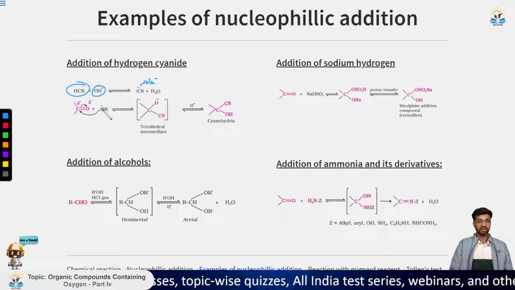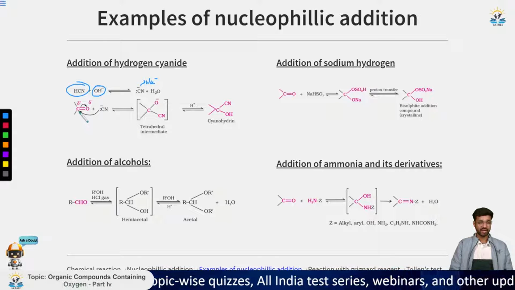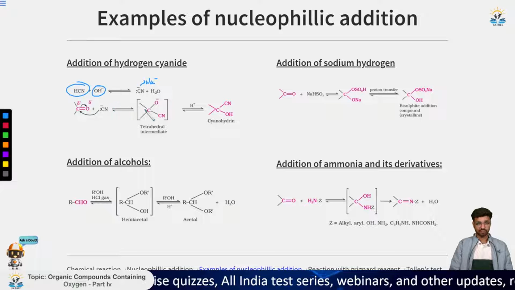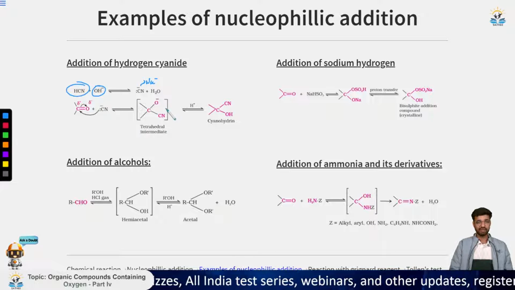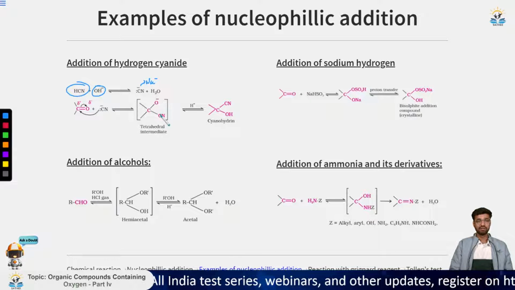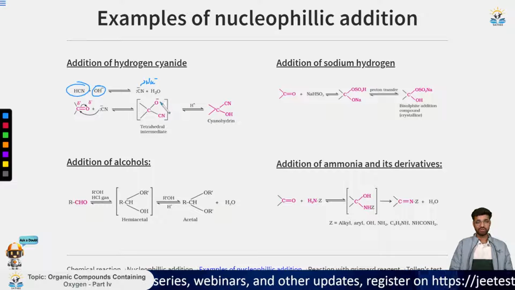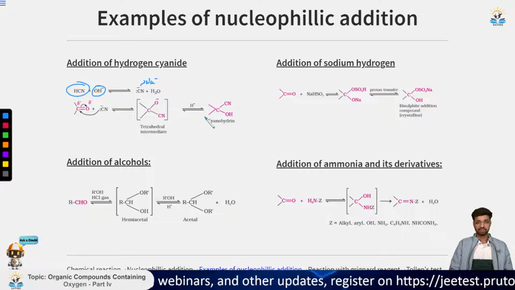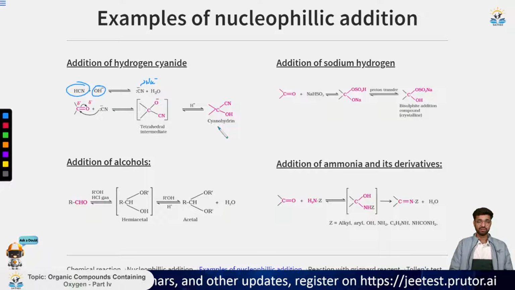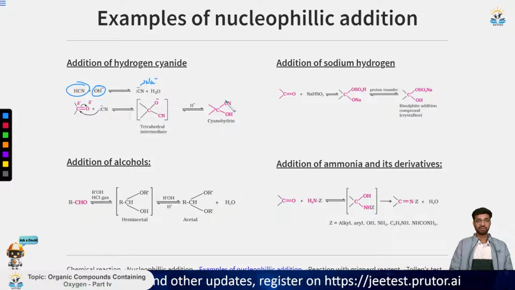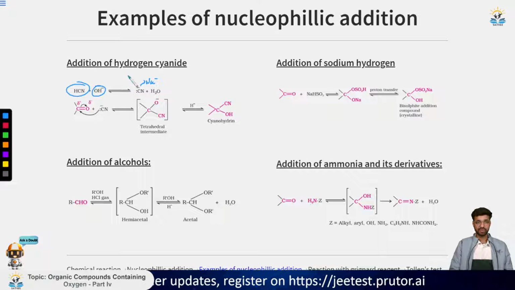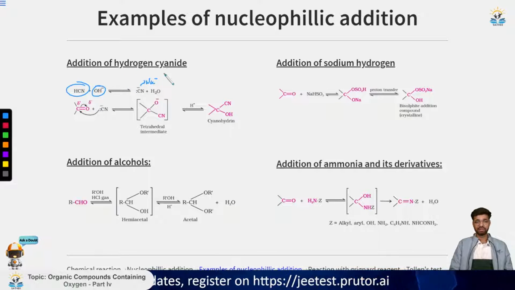Now this CN minus will attack this carbon and create a tetrahedral intermediate. Then again, we take H plus and substitute it on this oxygen and we get this cyanohydrin. So this is the final product of the attack of hydrogen cyanide.